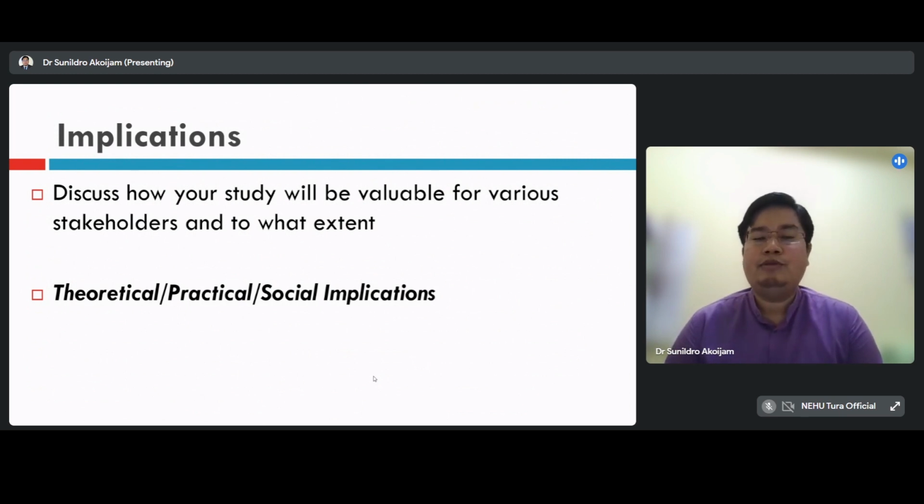Okay, and then coming to the next implication, practical implication. In the practical implication, you are basically talking about how different stakeholders will benefit from your research. For example, let's say you are conducting research related to entrepreneurship, then definitely you have to tell how the findings of your paper will benefit the entrepreneurs, or maybe any others who are engaged in the entrepreneurship process. So you have to tell.